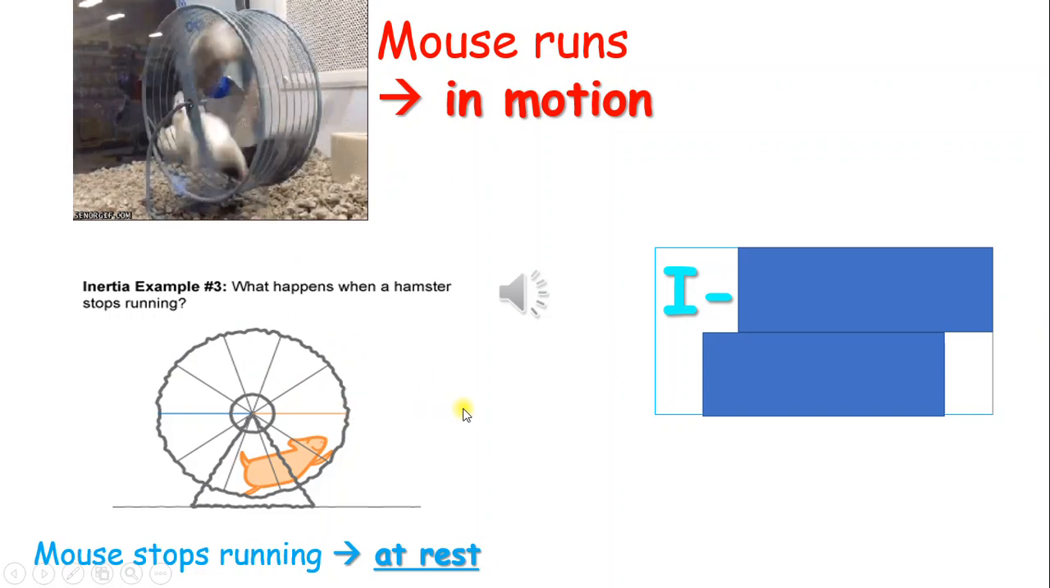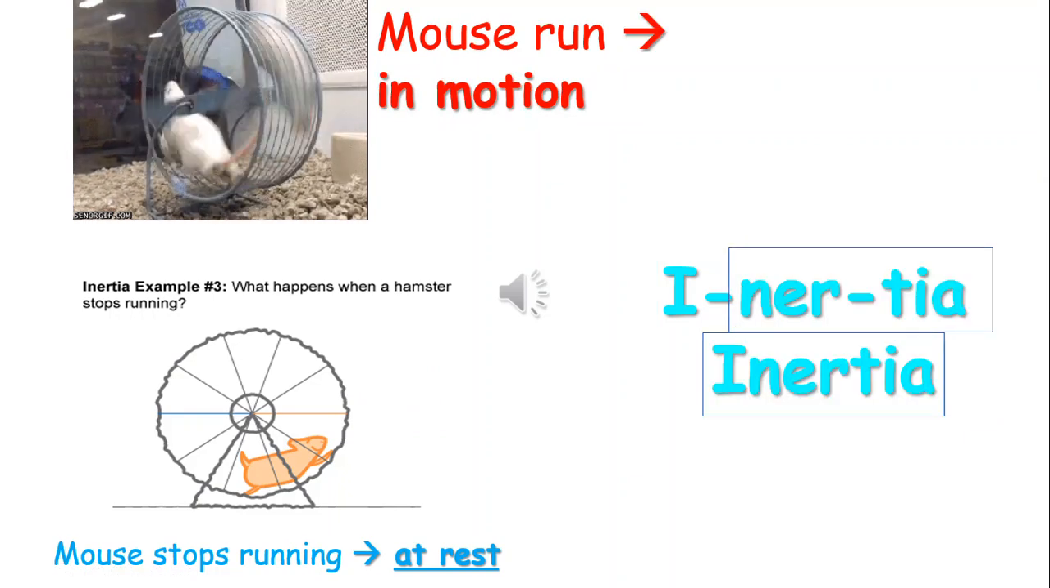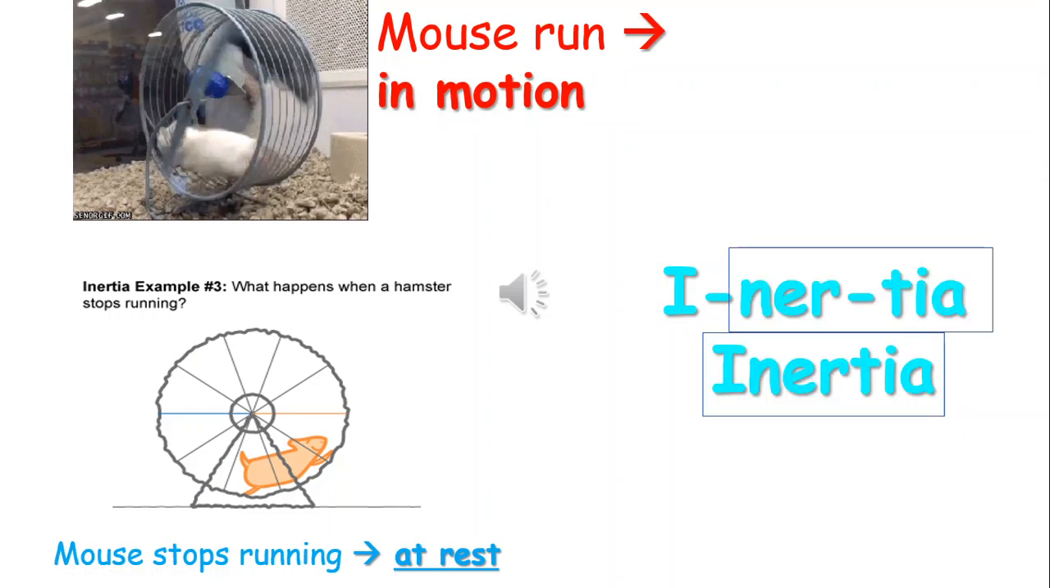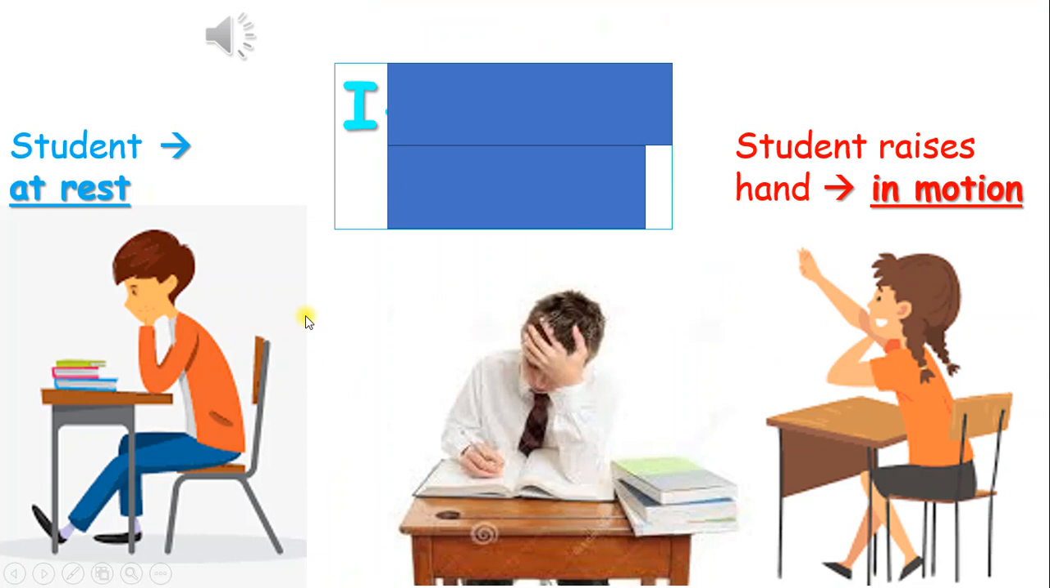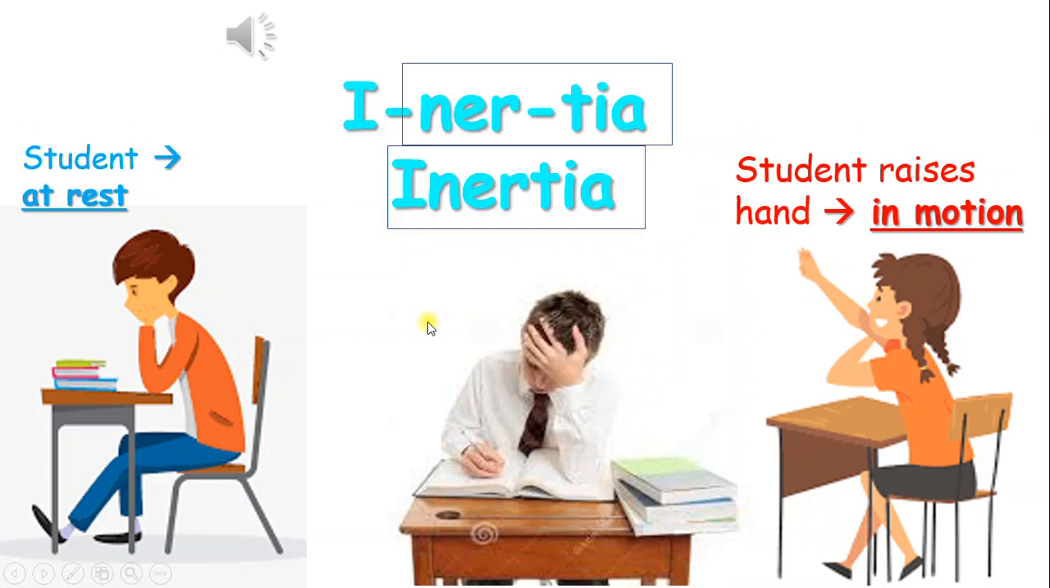What is this an example of? It is an example of inertia. At first, the student is at rest. Later, the student goes into motion by raising a hand or doing schoolwork. This is an example of what? Inertia.